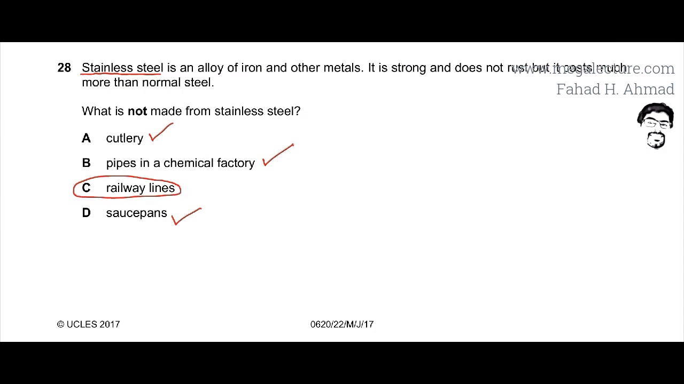And the reason why railway lines are not made from stainless steel is, number one, cost. Because for railway lines you need a lot of metal and you can't have very expensive stainless steel. Although it would be preferred, in an ideal world you would be making railway lines out of stainless steel, you don't want railway lines to rust as well. But since stainless steel has a higher cost, you can't really afford a stainless steel railway line because lots and lots of steel is required. So that's just normal steel. So option C is correct.